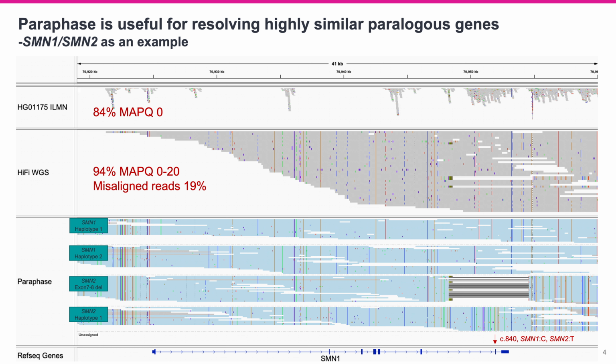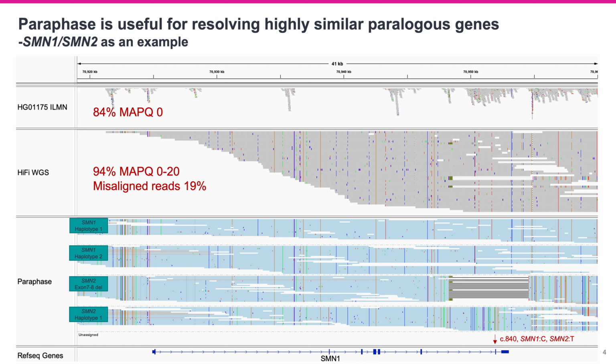With short reads in the top panel, 84% of short reads map with a MapQ of 0 and are not shown by IGV, suggesting that the aligner is confused between SMN1 and SMN2. In HiFi data, with the standard alignment, MapQ is higher than with short reads, but a big portion of reads are misaligned between SMN1 and SMN2. As a result, this region could not be phased into 2 alleles.